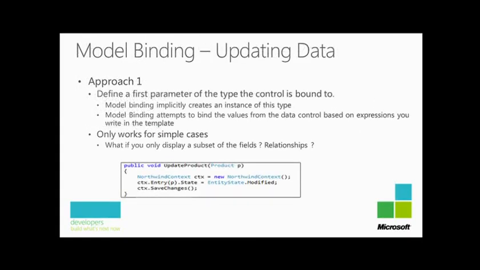So if you want to update the data, a first approach that I did was I wrote my method UpdateProduct, just taking the whole product as a parameter. But the downside: what if you only have a subset of fields? What about relationships? It doesn't know what fields actually got updated. It will just update everything, period.